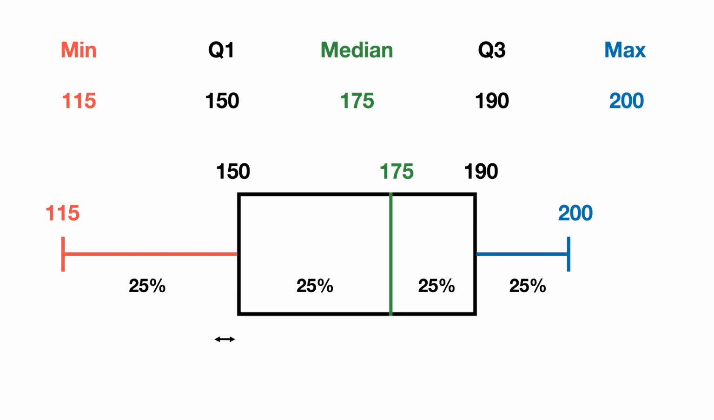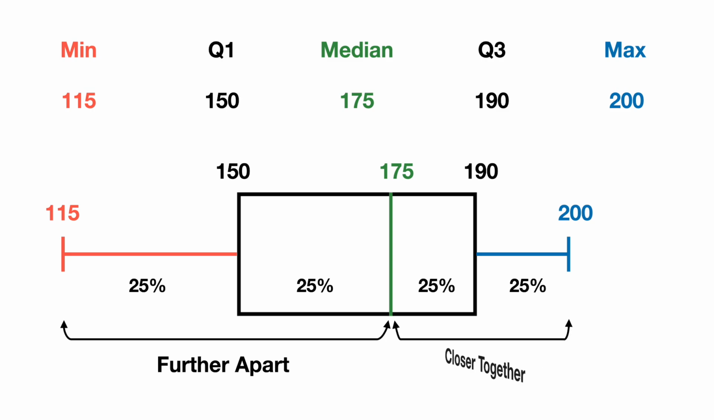So when we look at this, we know that these numbers on the left side are going to be further apart from one another. It's going to be a wider spread, and then the numbers right here are going to be closer together, or a tighter spread. So that is pretty much everything you need to know about how to interpret and make a box plot.